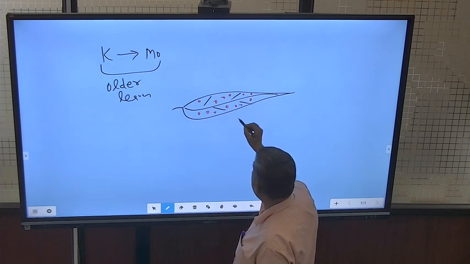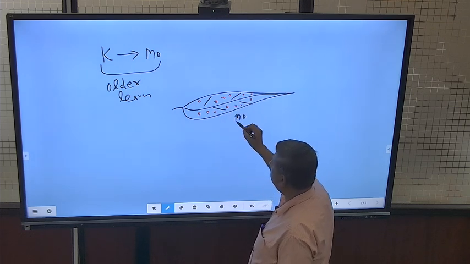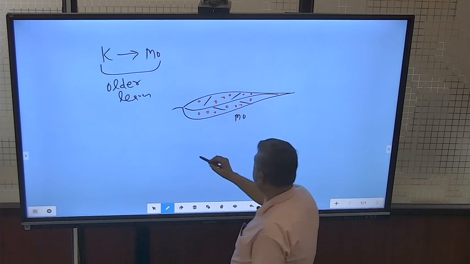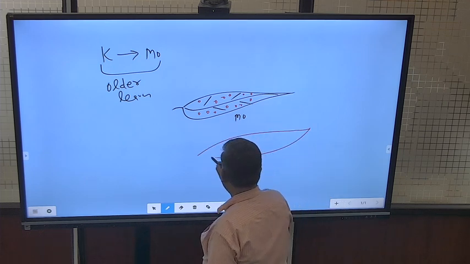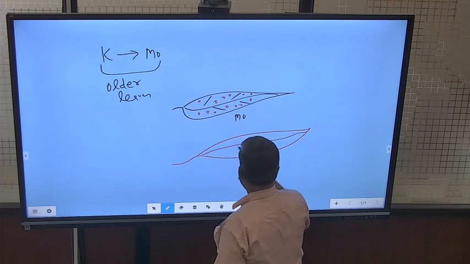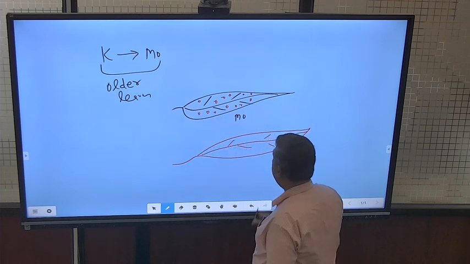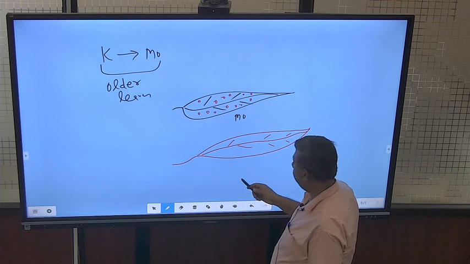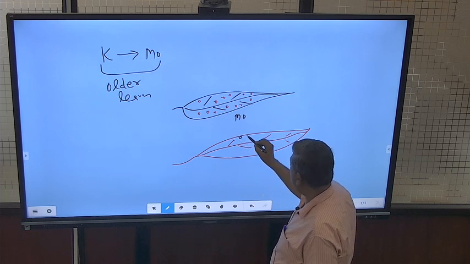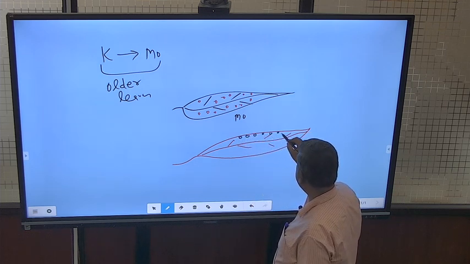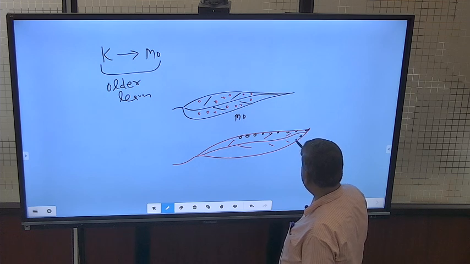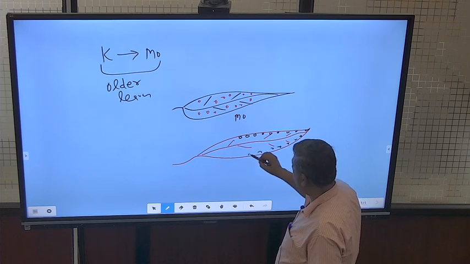Then this is due to molybdenum deficiency. But in case of potassium, the leaf shows necrotic spots along the margins and tips. This is potassium deficiency.